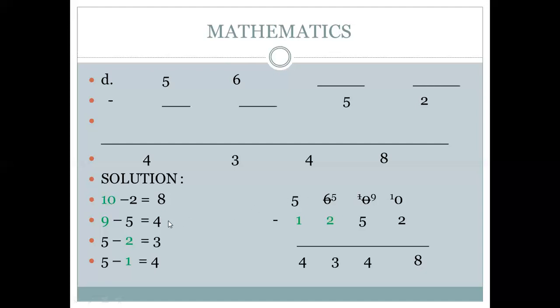The third number is 6 and in the answer 3 is given. We have already taken one carry from the 6. It means which number is left over there? 5. 5 minus 2 is 3. It means that the third missing number will be 2. And same in the last one. The last number is easy. Given number is 5. Answer is 4. Definitely we subtract 1 from 5 and we get 4.